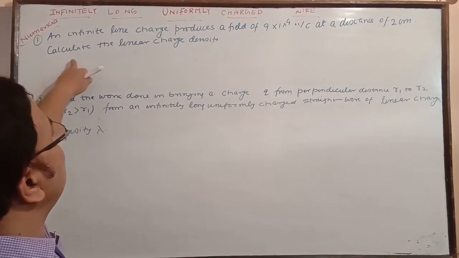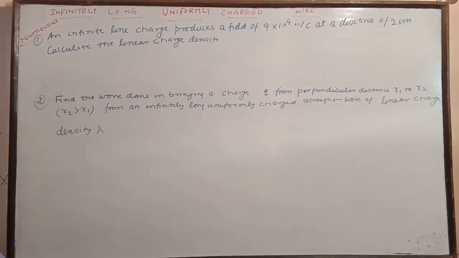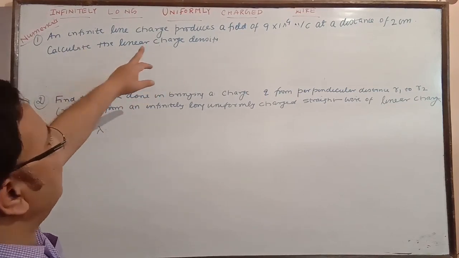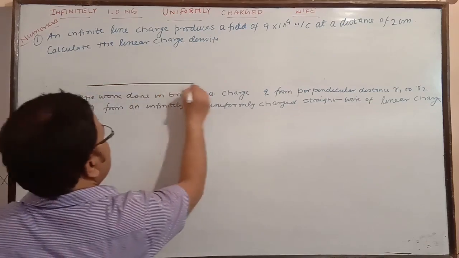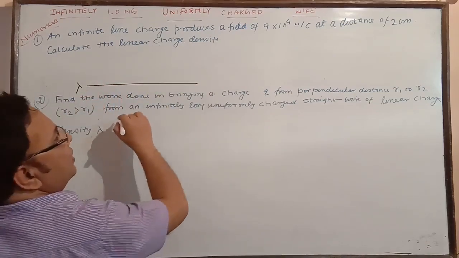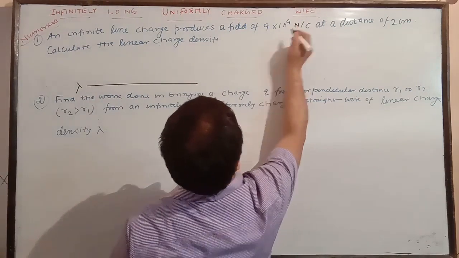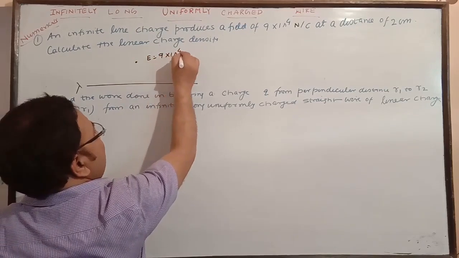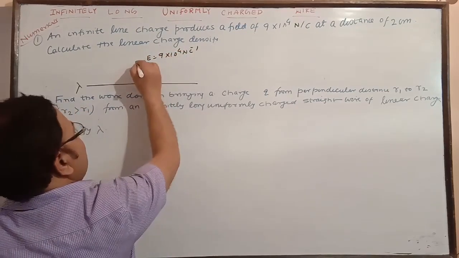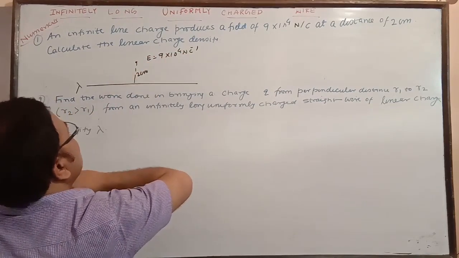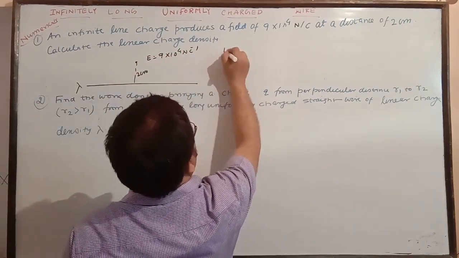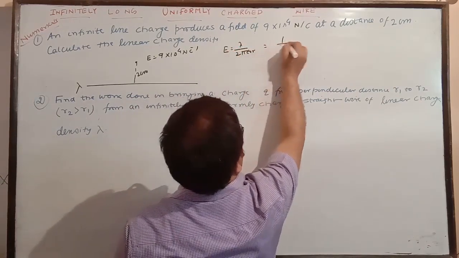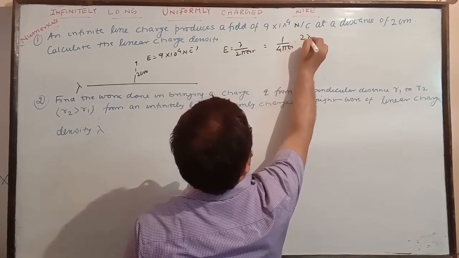Now the numericals on an infinitely long uniformly charged wire. An infinite line charge produces a field of 9 into 10 to the power 4 Newton per Coulomb at a distance of 2 centimeter. Find the linear charge density. We know the electric field is lambda by 2 pi epsilon naught r. It can also be written as 1 by 4 pi epsilon naught into 2 lambda by r.